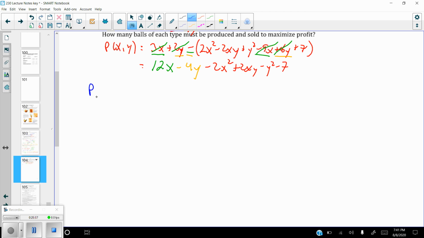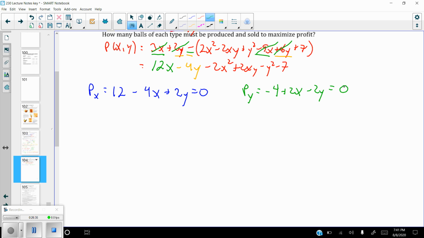So we'll take the partial with respect to x, which is going to be 12. The 4y part is nothing, minus 4x plus 2y. Okay, we're going to have to set that equal to 0 and solve it. Now let's do the y part. Partial with respect to y is going to be, the 12x part is nothing, so minus 4. The negative 2x squared is nothing, then we get plus 2x, and then minus 2y, and we will have to set that equal to 0 and solve it.